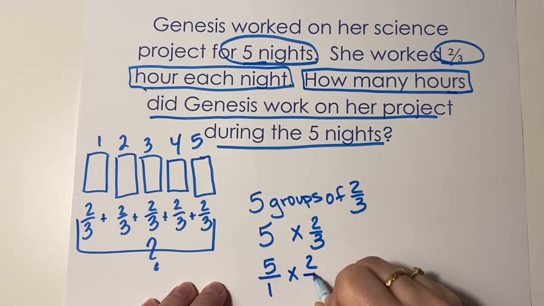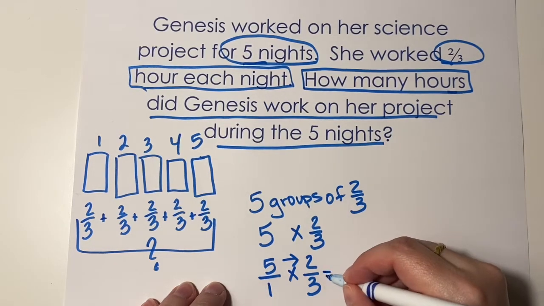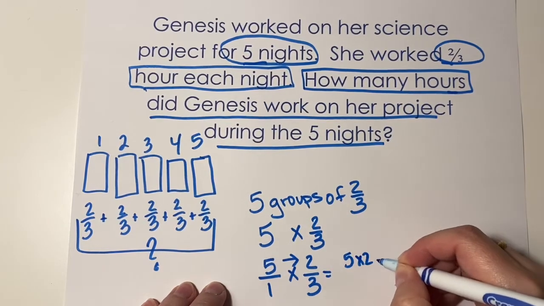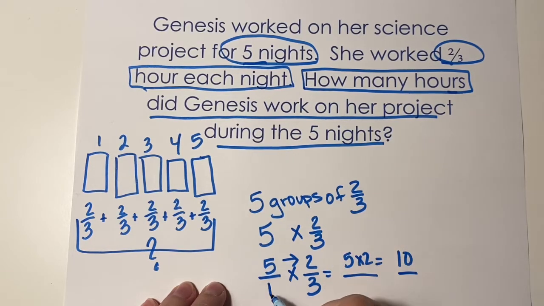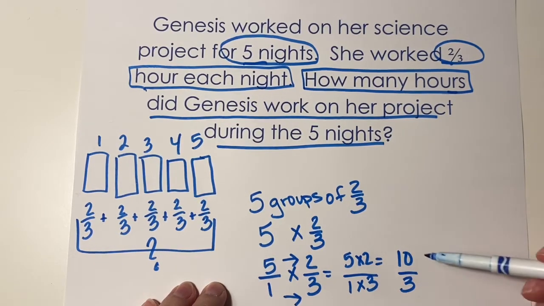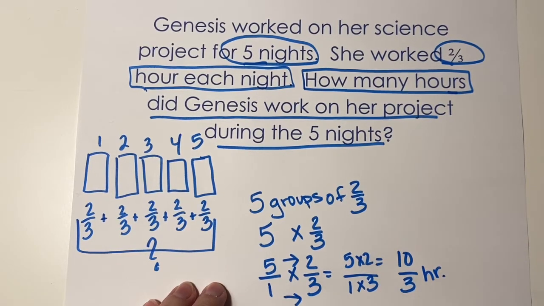So 5 times 2/3. 5 times 2 equals 10. So that's my numerator. My denominator, we're going to come across and do 1 times 3. 1 times 3 is 3. So my answer is 10/3 hours. But wait a minute, 10/3 hours.